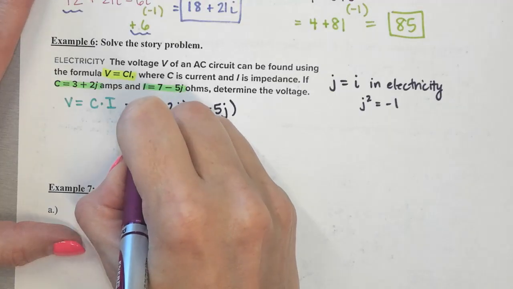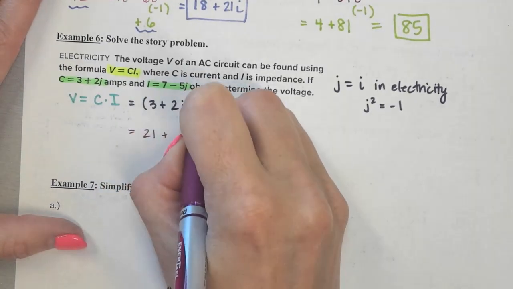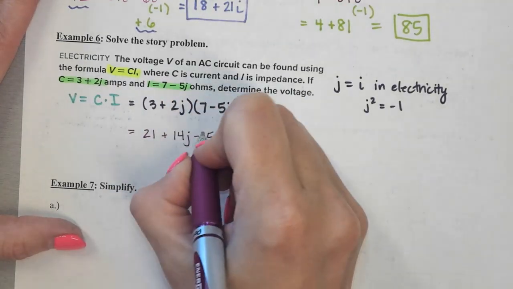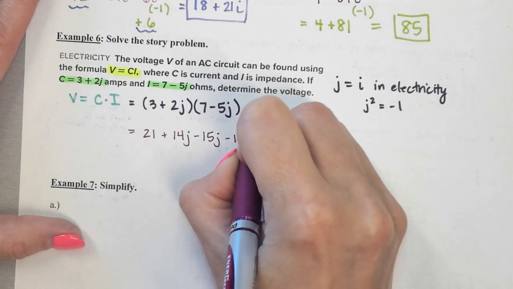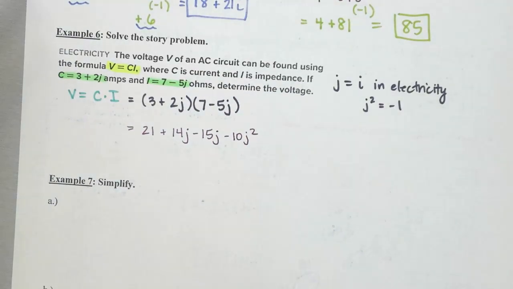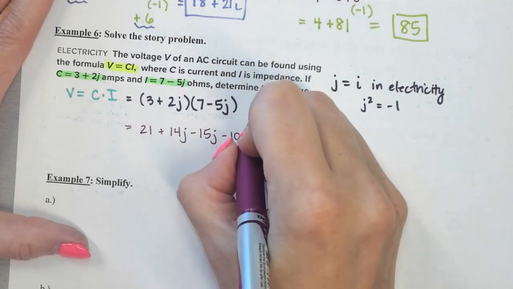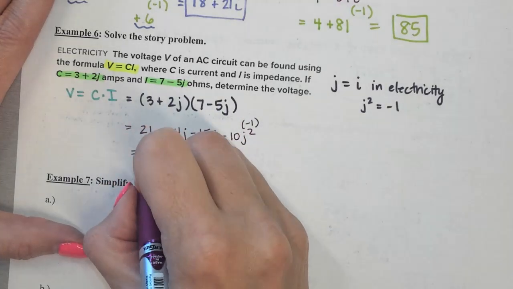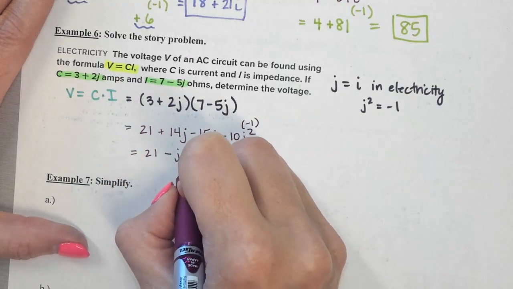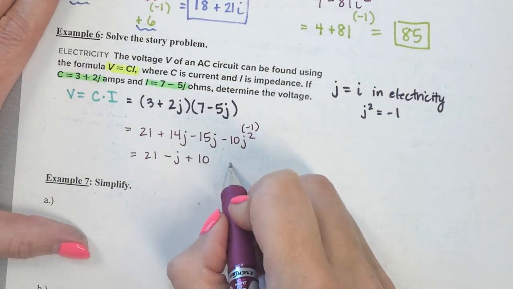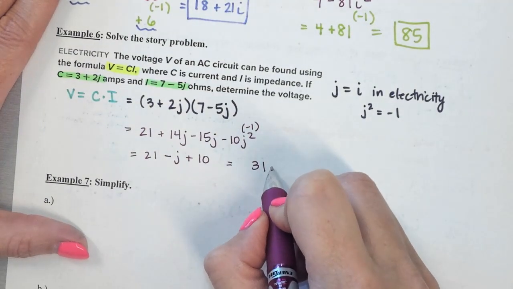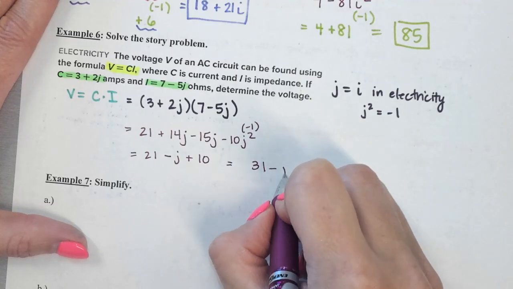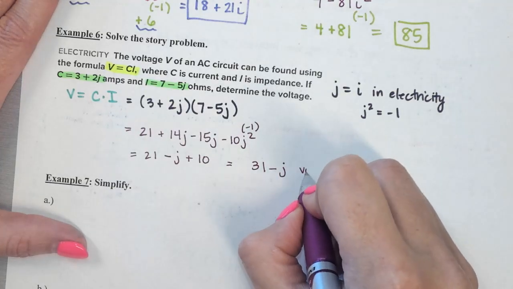Okay, so hopefully we're feeling really comfortable with FOIL. 3 times 7, 21. And I know I've been writing them out like this. If you guys want to write out everything in a line, of course you can do that. And then you can combine your like terms. Okay, so keep in mind you are going to plug in the negative 1 here. So show that step. So you have 21 minus j plus 10. So your final answer is going to be 31 minus j. And that's going to be in volts. Determine the voltage.